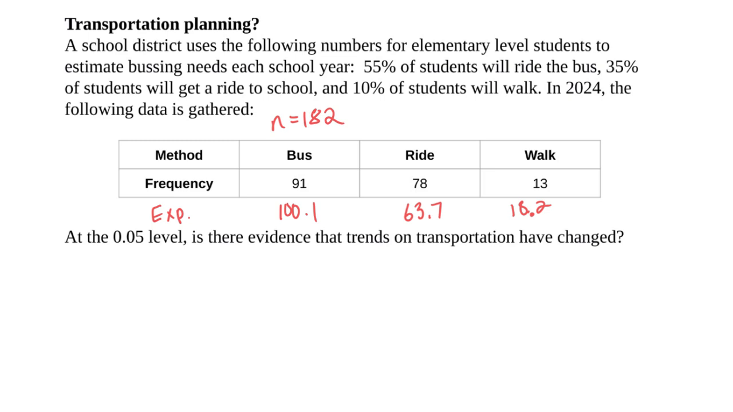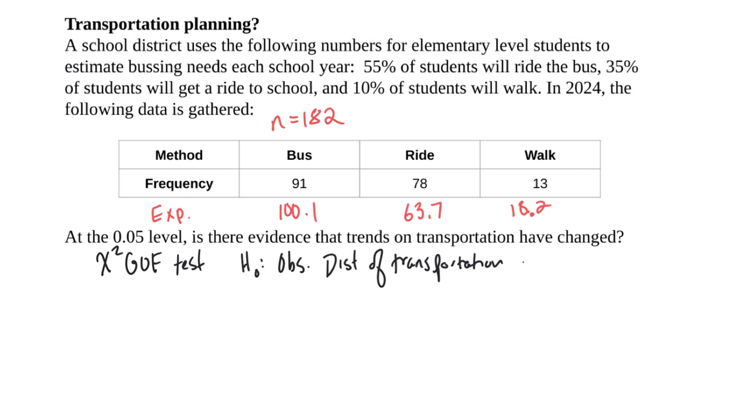So the null, I'm going to write down chi-square goodness of fit test. On the AP exam, you'd want to write that somewhere, that's what you're doing. The null hypothesis is that the observed distribution of transportation is equal to what we expected. Basically, you could also say the trends haven't changed. The trend is the same.